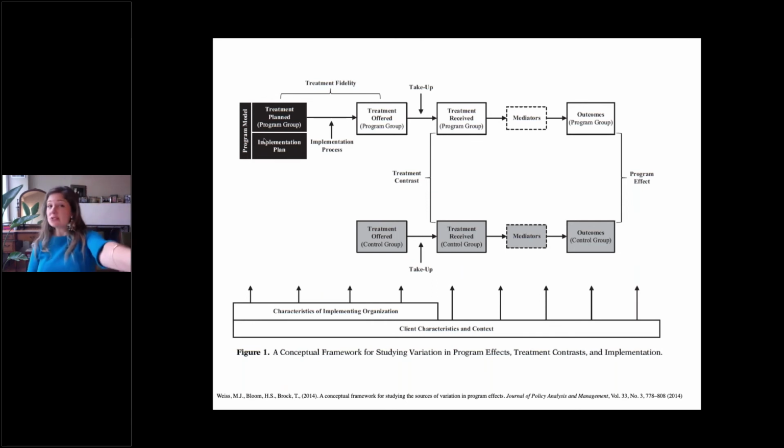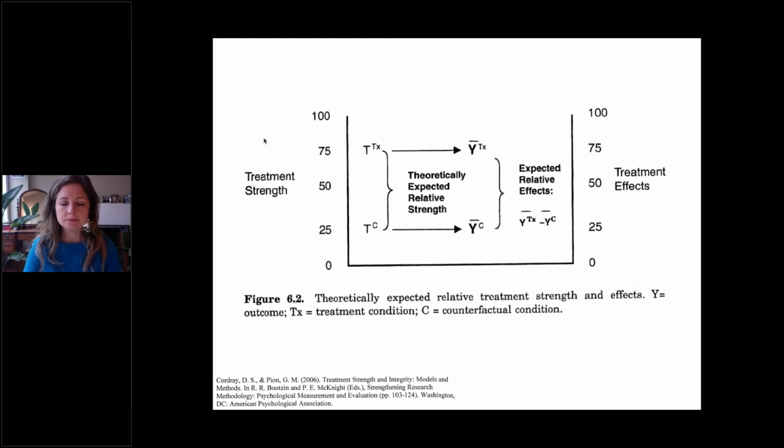Okay, so that gets us through this first box way over here on the left, right? The dark box. That doesn't really get us into what's happening, right? Where we might have some differences happening in implementation over time. So as I mentioned, that box is based on this idea of our theoretically expected relative strength between the treatment group and the control group.